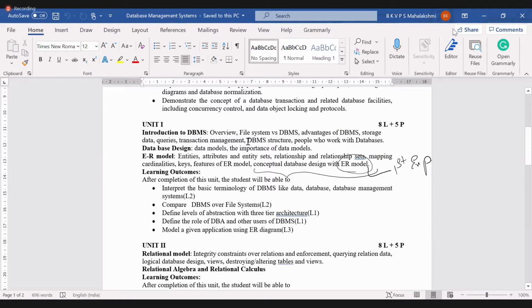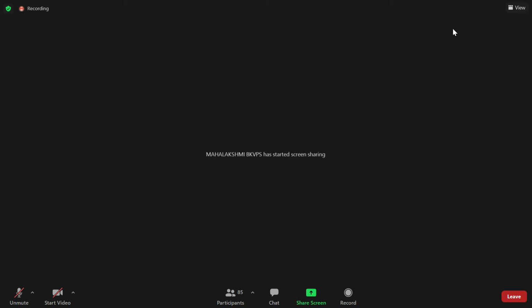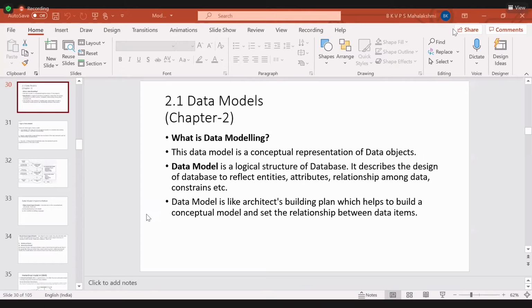In the last class, I just discussed this database management structure with you all, and today I'm going to cover the second chapter. In the ER model, we have finished up to the keys. So let us go with the second chapter. I'll take 2 minutes to show you the structure of the DBMS, otherwise you'll forget.